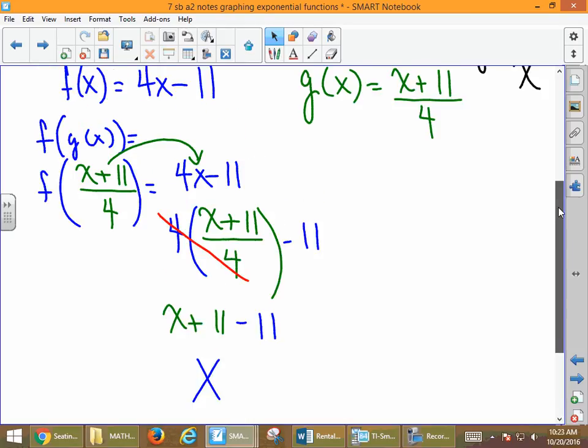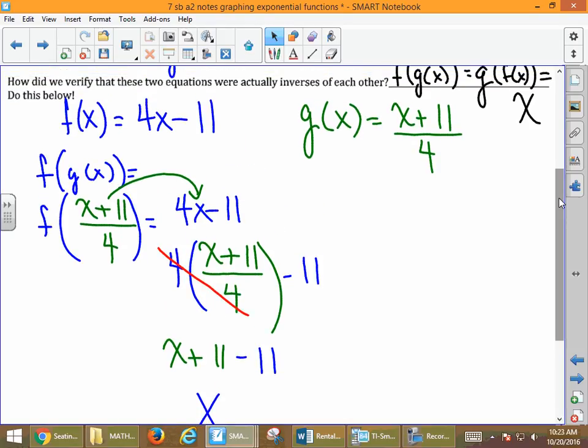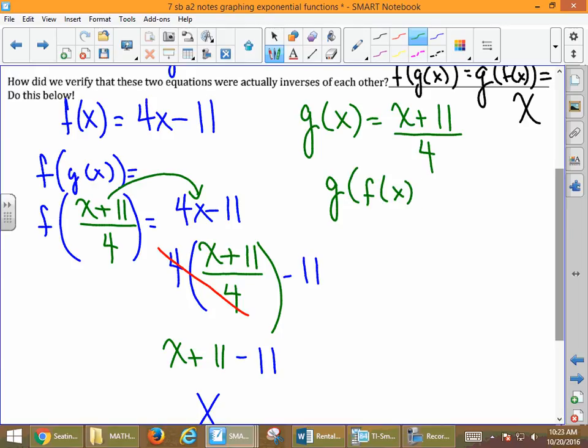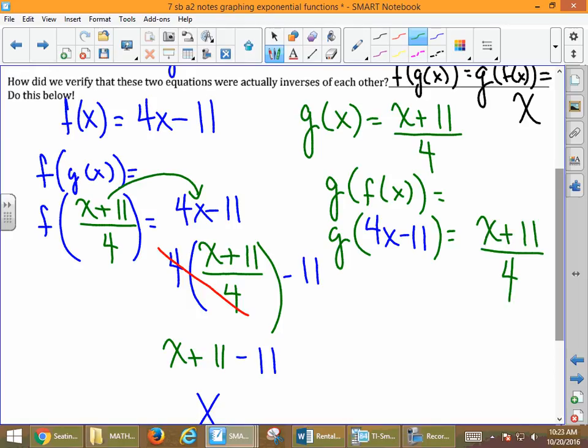Now we're going to go the other direction and figure out what g of f of x equals. So now we're going to take the blue part of our function and put it in for f of x. It's 4x minus 11. And wherever we see x in our green function, we're going to replace it with that blue value.